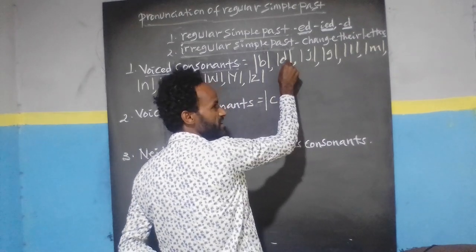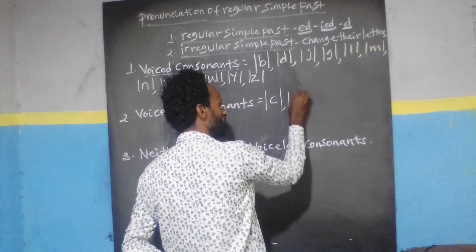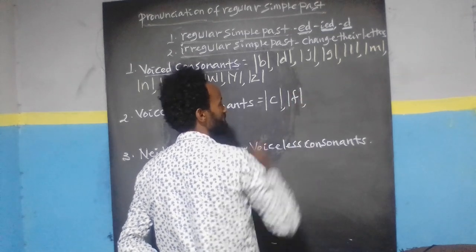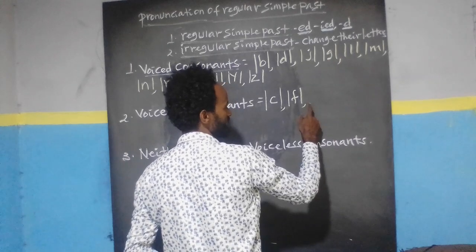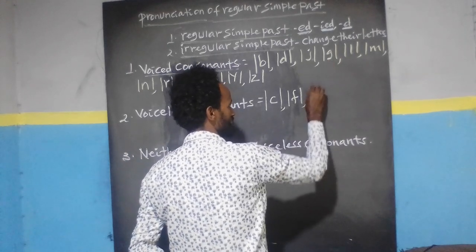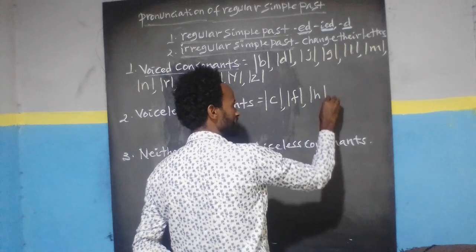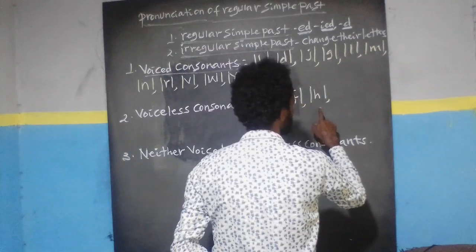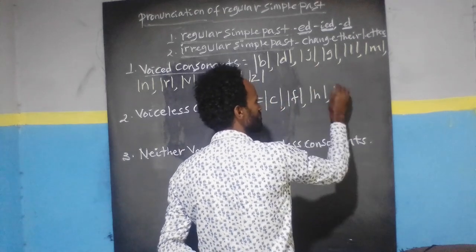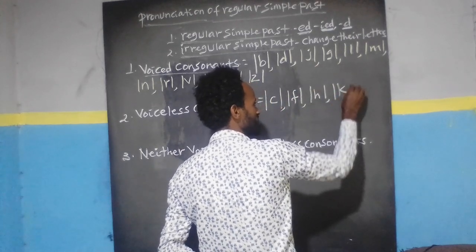Do we have F here? No. So F is voiceless. Next to F, G. G is voiced, so we don't use it here. And next to G, H. H is voiceless. J is a voiced consonant, so we don't use it here. K, do we have K here? No. So we can use it as voiceless.